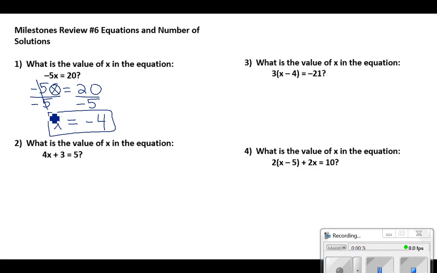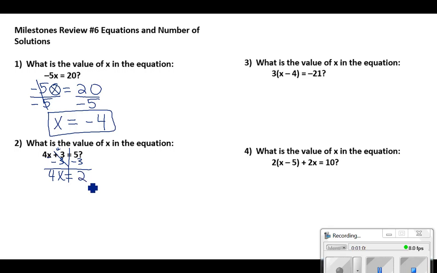Number 2. What is the value of x in the equation 4x plus 3 equals 5? This is a two-step equation. We still want to get x by itself. We're going to start with getting rid of things that are furthest away from it, but on the same side. So we're going to get rid of plus 3. The opposite of plus 3 is minus 3. So we have 4x left over. 5 minus 3 is 2.